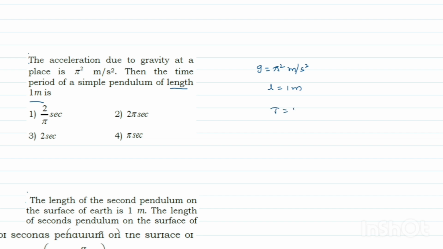So the time period of the simple pendulum is T equals 2 pi root over L by g, which is equivalent to 2 pi into root over L, where the L value is given as 1 meter, and the g value is given as pi square. When the square root of pi square comes outside, we get 2 pi by root pi square. The square and root get cancelled, we get pi, and pi gets cancelled. Then the time period we get is 2 seconds.